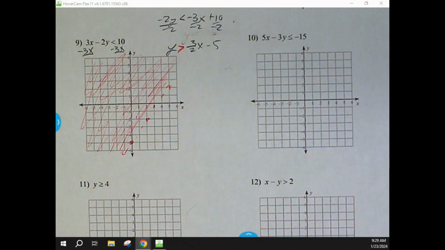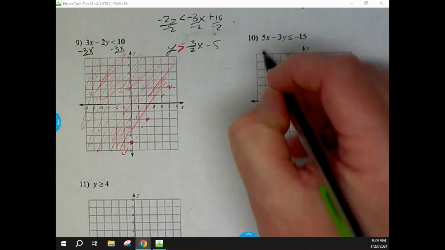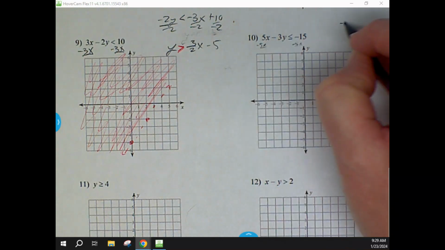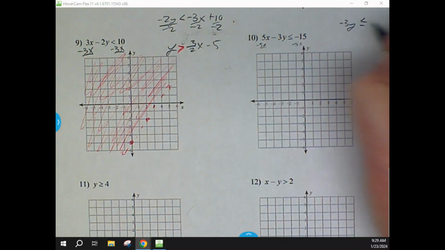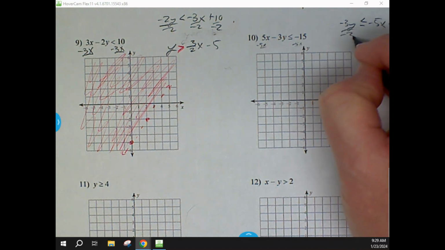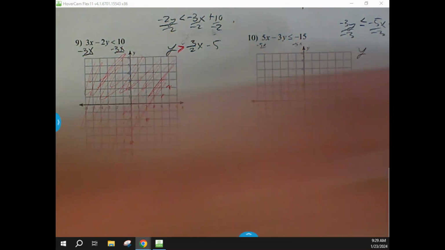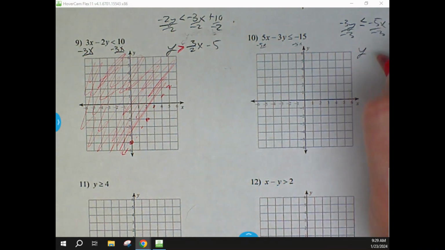All right, number 10, basically the same thing. We're going to subtract 5x from both sides. So we've got negative 3y less than or equal to negative 5x minus 15. Dividing everything by negative 3. Same thing, it's going to flip it, but instead of being y less than, it's going to be y greater than or equal to 5/3 x plus 5.